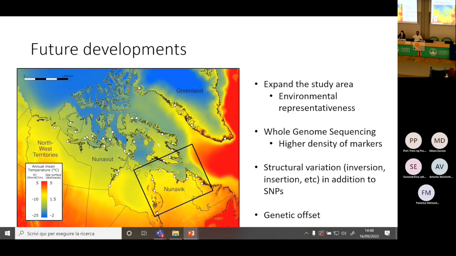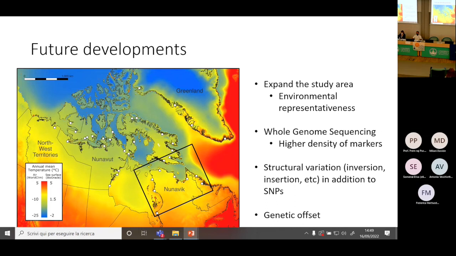And of course, there are a lot of limits to that part. So in the future, we want to expand our study area to better represent the environment, because there are many more different environments where Arctic char evolve in the Arctic. We want to go to Nunavut, Northwest Territories, but also Greenland. And also we'll be moving on, and I'll be presenting some results on that, to whole genome sequencing.